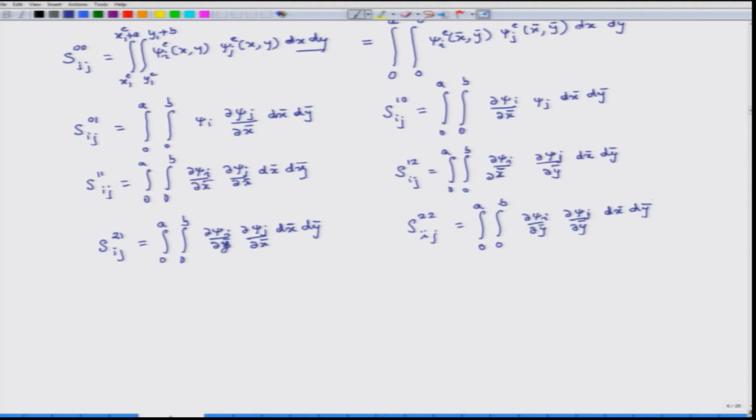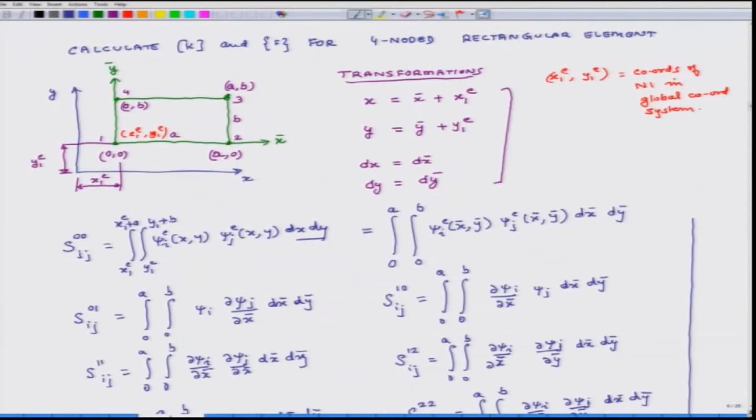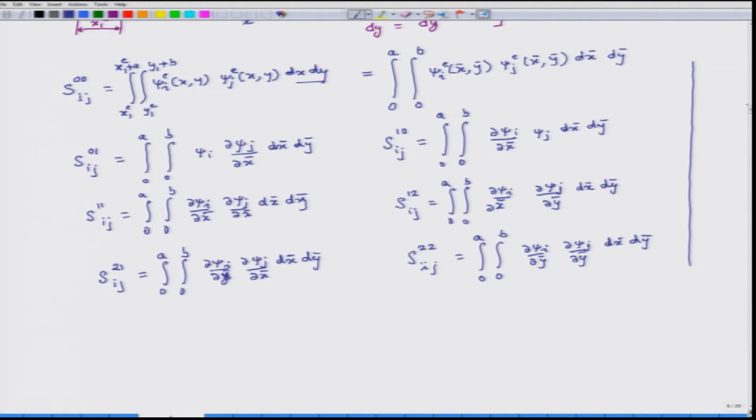Okay. So, these are the formulas, and my psi i and psi j's, the expressions for those psi's are already given here, psi 1, psi 2, psi 3, psi 4. So, for different psi's I can compute all the individual terms of the S matrix.